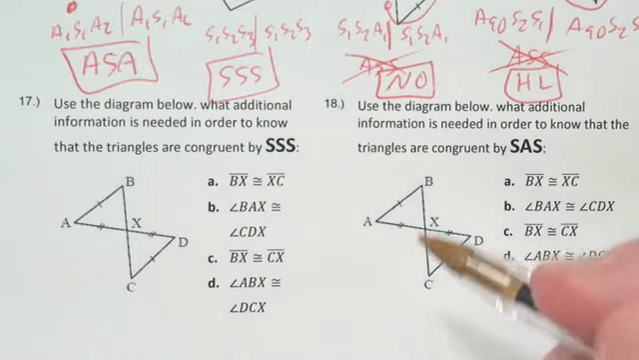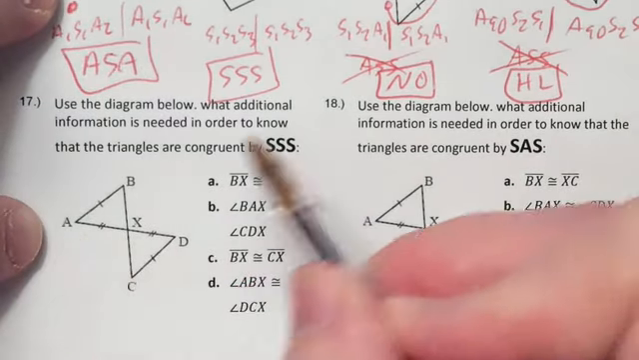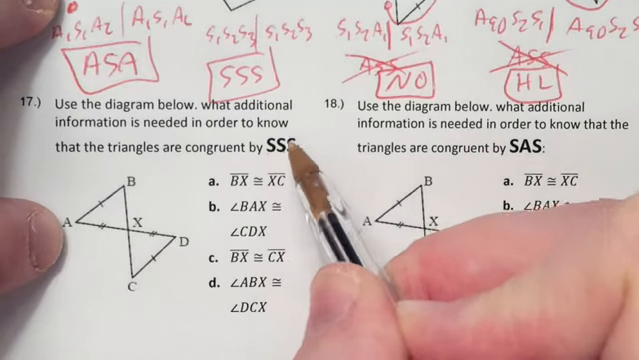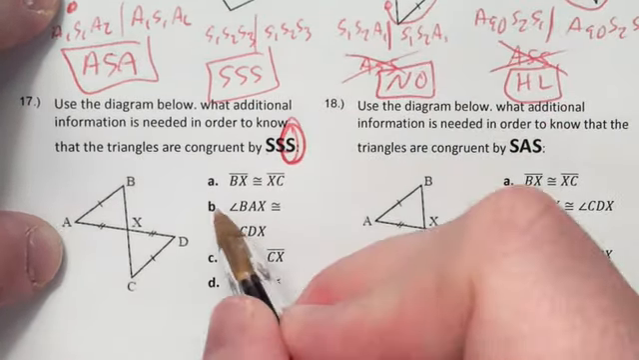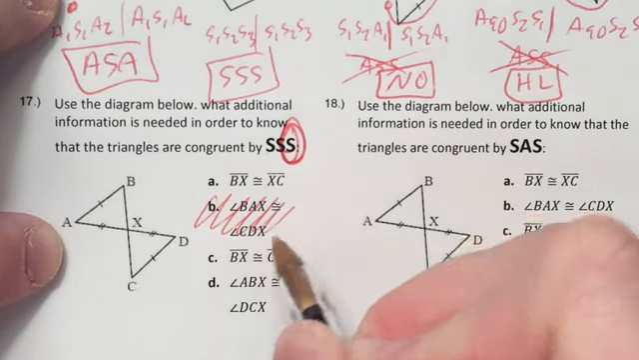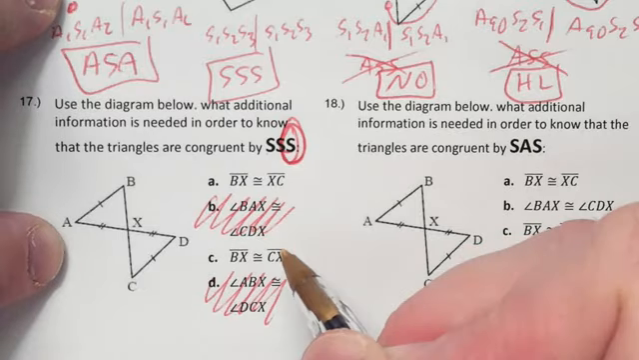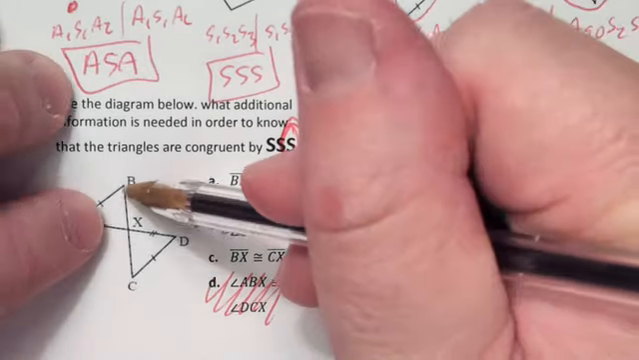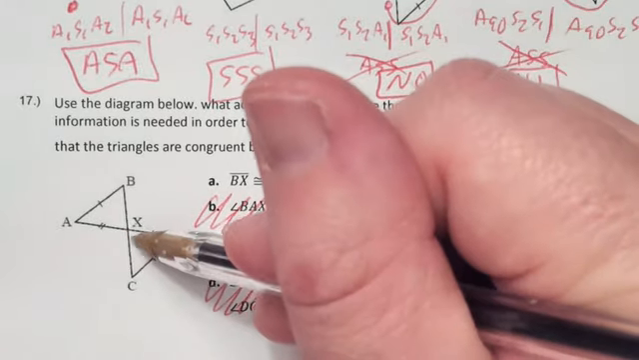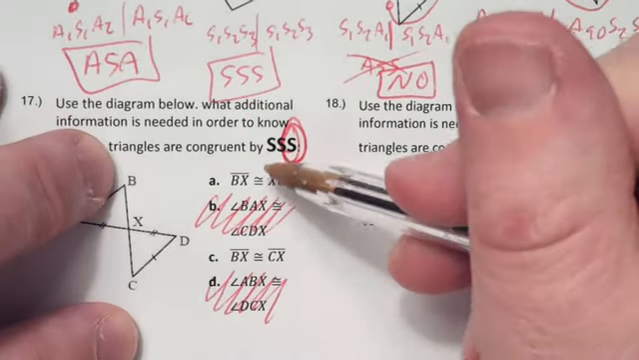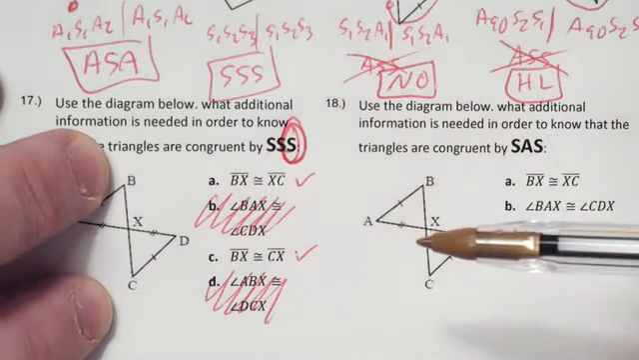All right, this one right here. Ooh, I like these ones. So here we have 2 sides, 1, 2. But we need a third side. So we're missing a side. So this is definitely gone because that's an angle. And this is definitely gone, which is an angle. It's between these two. So BX is equal to XC. That looks legit. BX is equal to CX. Well, that's the same side.